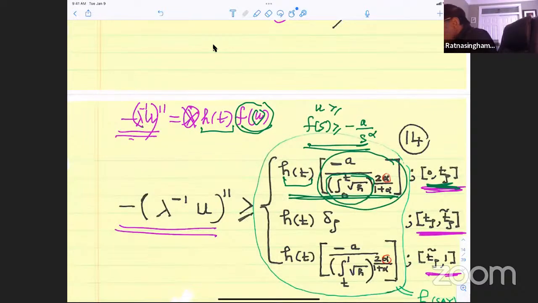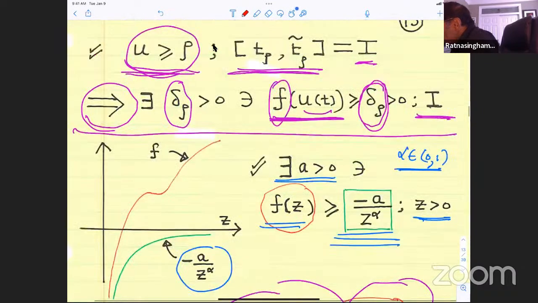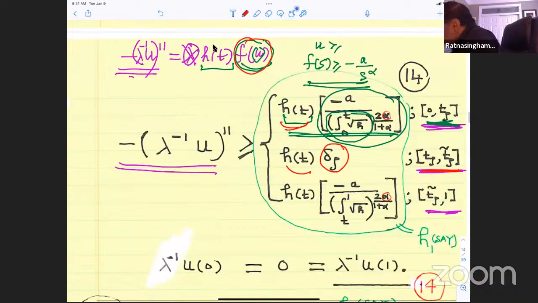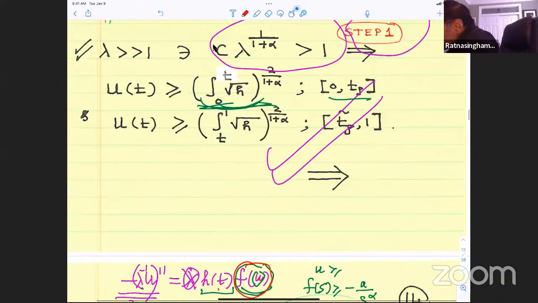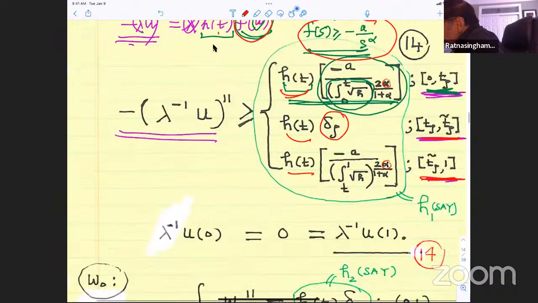Similarly, ladies and gentlemen, in the middle sector it's greater or equal to H of T, but I know that in the middle sector my F of U is always greater or equal to some delta rho. Okay, that's simple. But in the last sector, again it's greater or equal to H of T times F of U, but in this particular sector I have to use this story here for the U, and combine it with this lower bound on the function F.